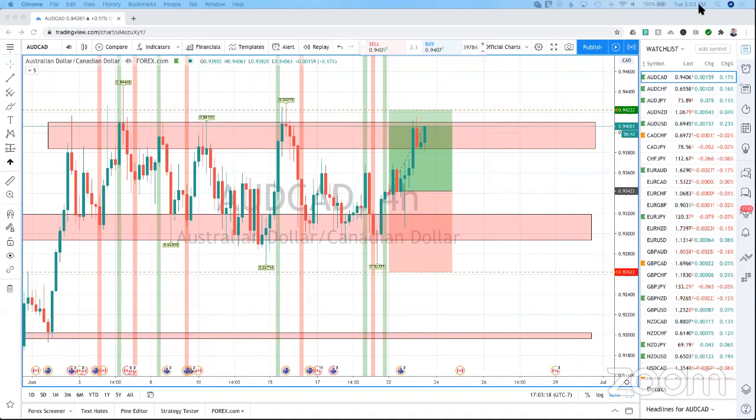It's 5 o'clock right now, so we have less than an hour for the next 4-hour candle close. Once we get closer to that time, I'll start analyzing for those entries.